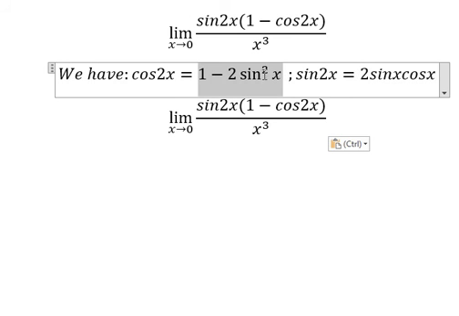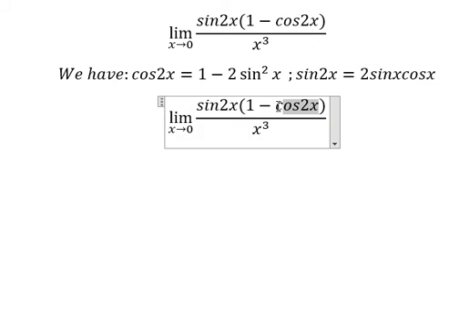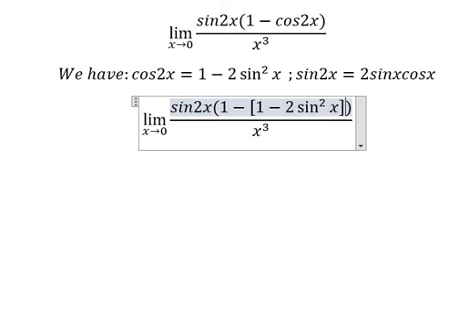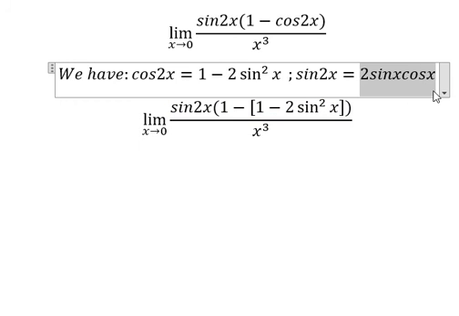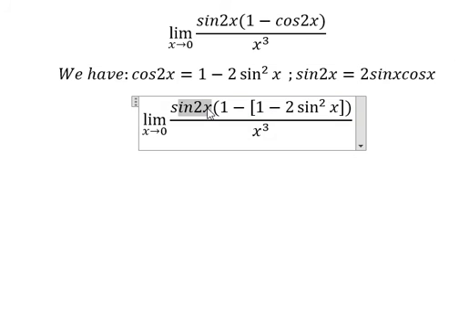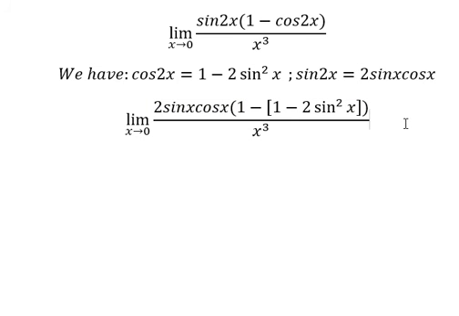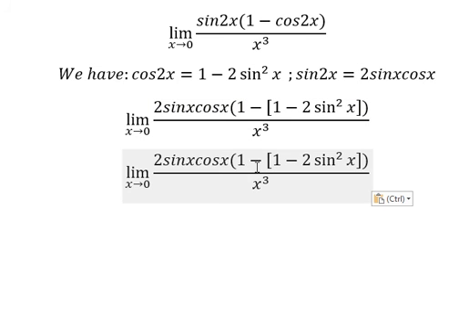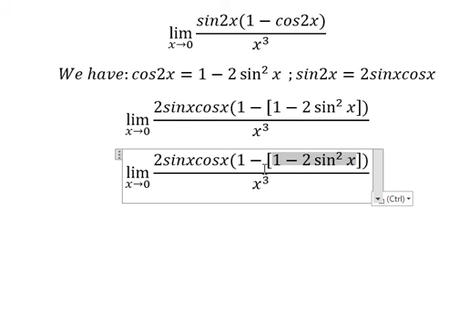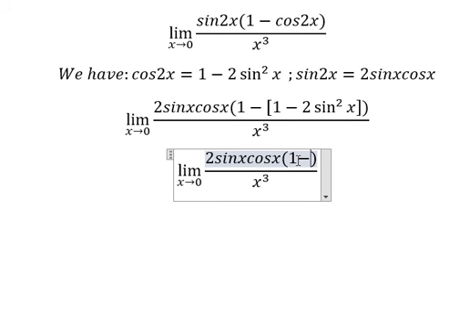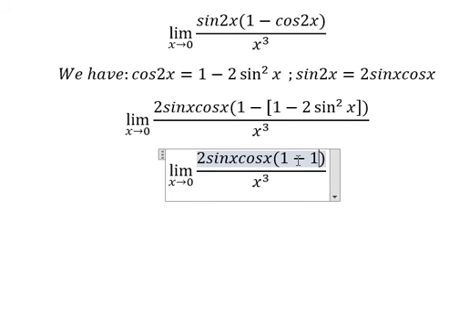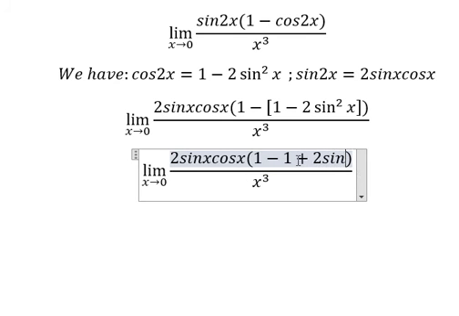So we put this one in here. Sine 2x, that's about this one. So we have negative in here, so we change the sign of this one. So we have about negative number 1 plus 2 sine x squared.